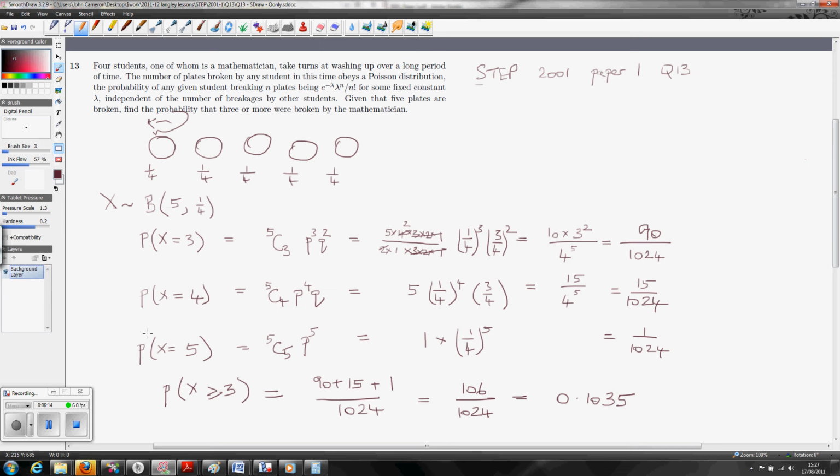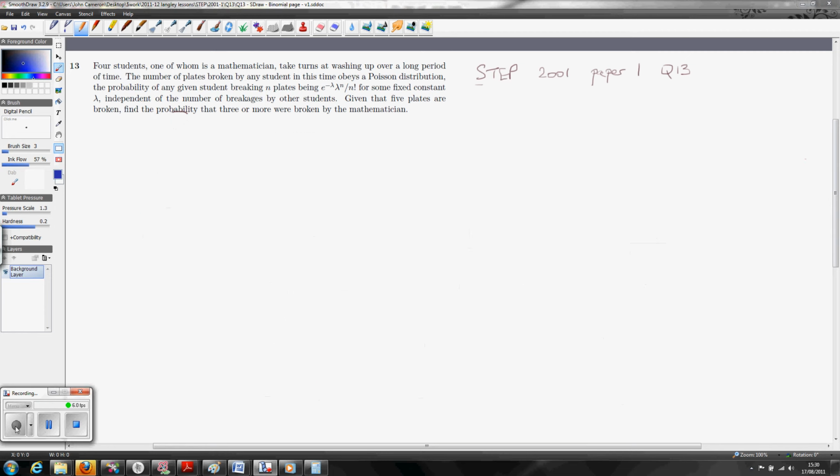More straightforward in some ways, but longer and I suppose altogether slightly harder way. We'll pause for a second. Okay, let me show you another way of looking at this, which is perhaps more pedestrian.